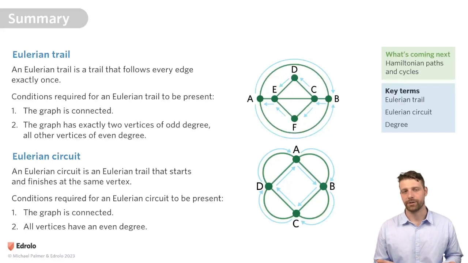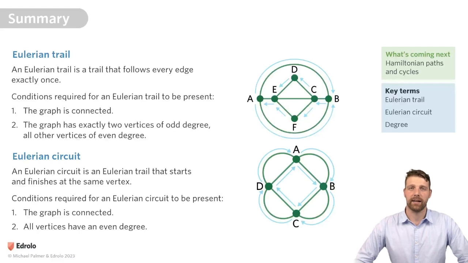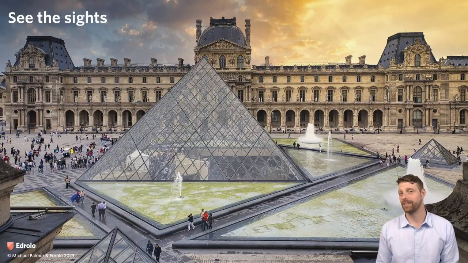Here's a summary of Eulerian trails and Eulerian circuits with a few pictures to help you out there. Coming up next, we've got Hamiltonian paths and cycles, which are slightly more scary. Today's lesson is about finding a path that visits every location.